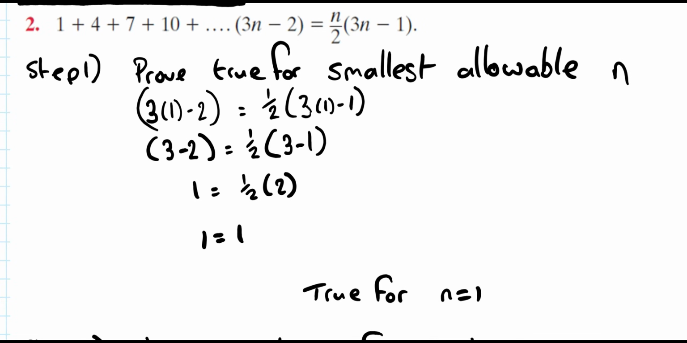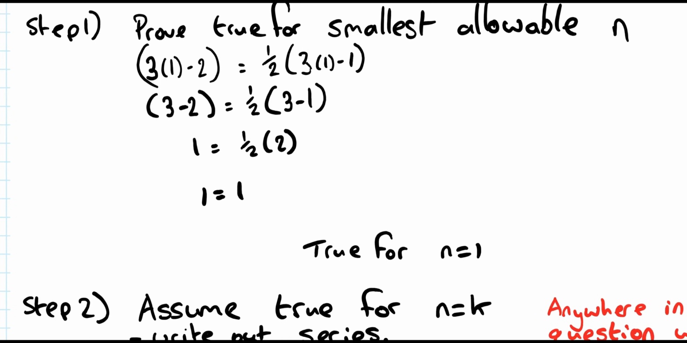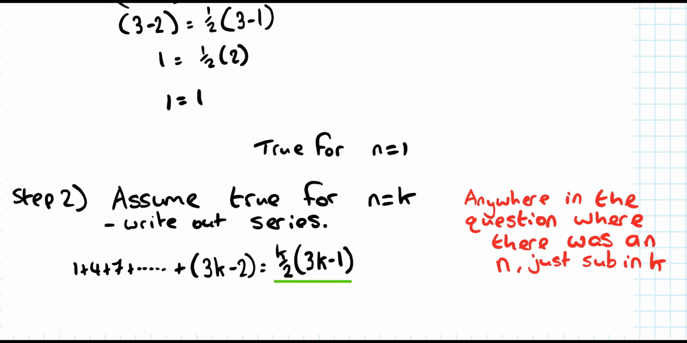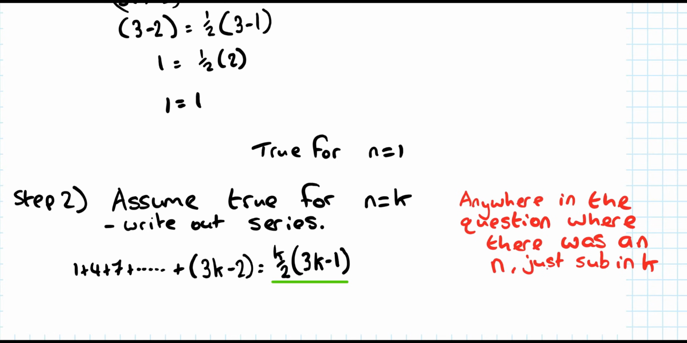Step 2 is really simple then. Put a red bracket around any of the n's, because step 2 says, not prove true for the smallest allowable n, it says assume true for n is equal to k. So anywhere where you see an n in the question, you should sub in a k. So assume true for n is equal to k. Make sure you write down step 2 and actually write it out, and write out the series. So this is our assumption that we're assuming to be true. Really important to write that out.